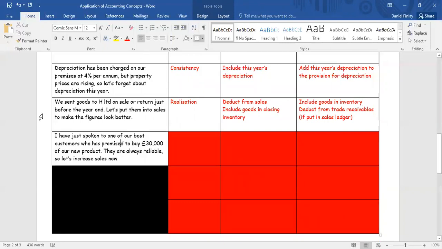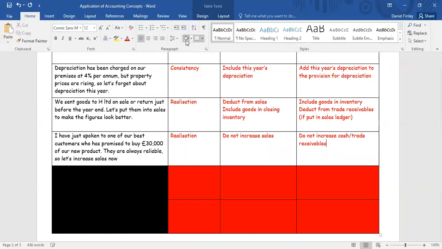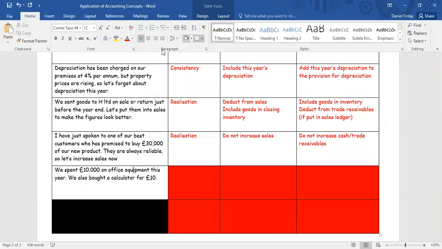I have just spoken to one of our best customers who's promised to buy £30,000 of product. They are always reliable, so let's increase sales now. Again, no, we can't do anything with the £30,000 until we actually get the money, because of realization. So on our income statement and soft, we do nothing. We do nothing until we get that money, or we have that money on credit, something like that, until the deal's been made.